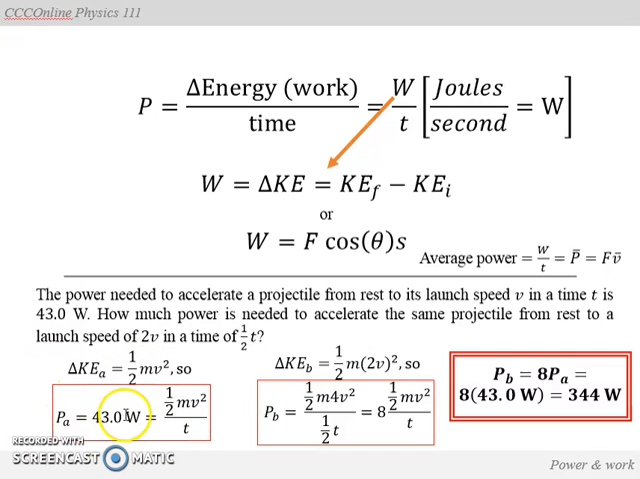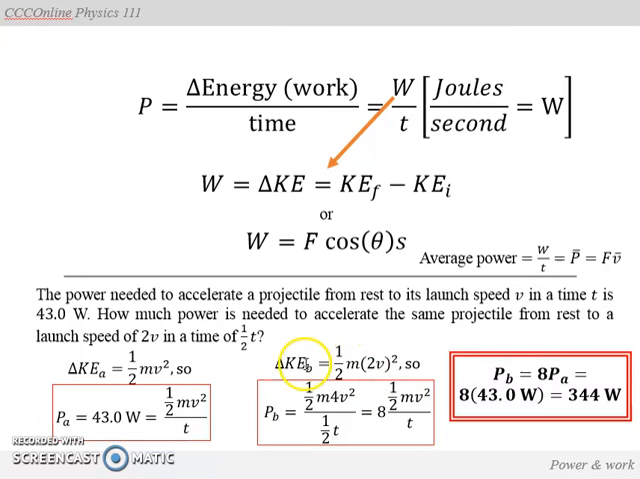So the power, which we are given as 43 watts, is equal to its change in kinetic energy, 1/2 mv squared, over time. This equation is the power to get the first projectile up to a speed of v. Now we're looking at the same projectile, and we want to launch it at twice the speed as the first time, and we want to do it in half the time. So we can still set up the same equation.